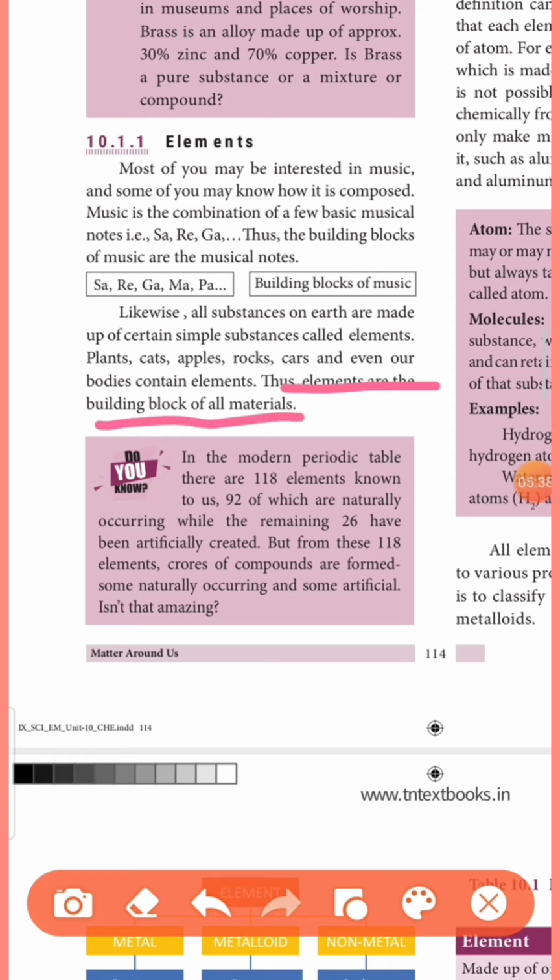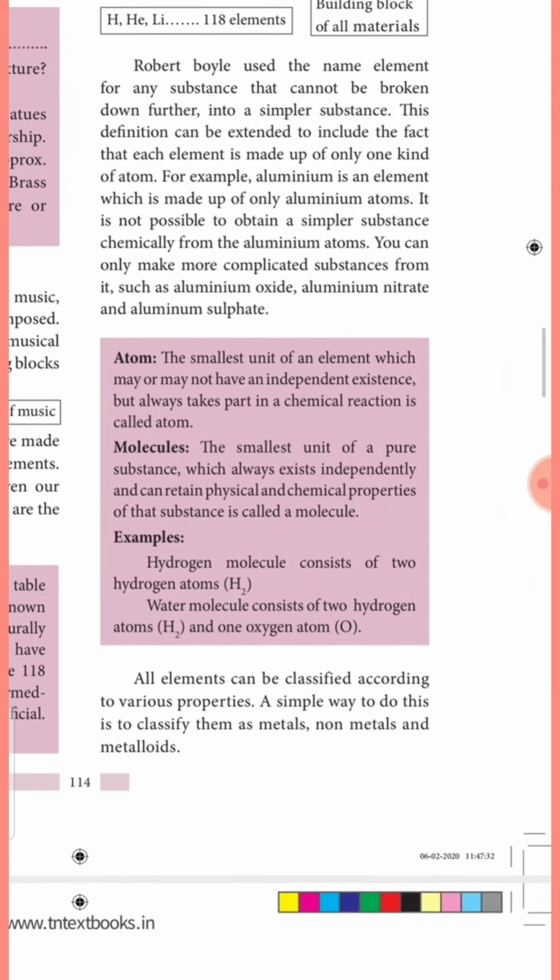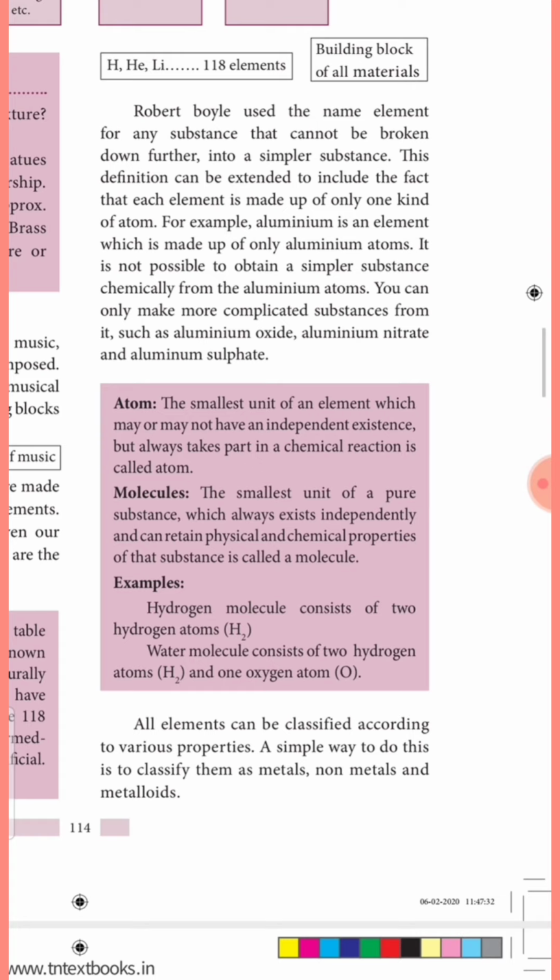In the modern periodic table, there are 118 elements known today. 92 of which are naturally occurring, while the remaining 26 have been artificially created. But from these 118 elements, crores of compounds are formed, some naturally occurring and some artificial. So, how many elements are there totally? There are 118 elements. Here, Robert Boyle used the name element.